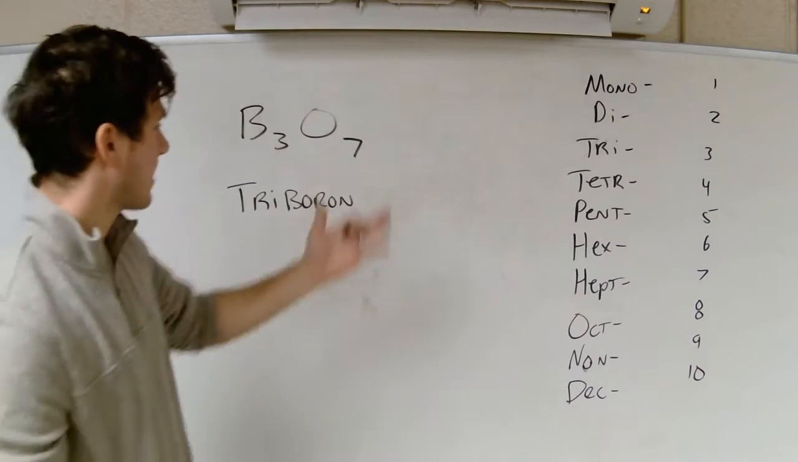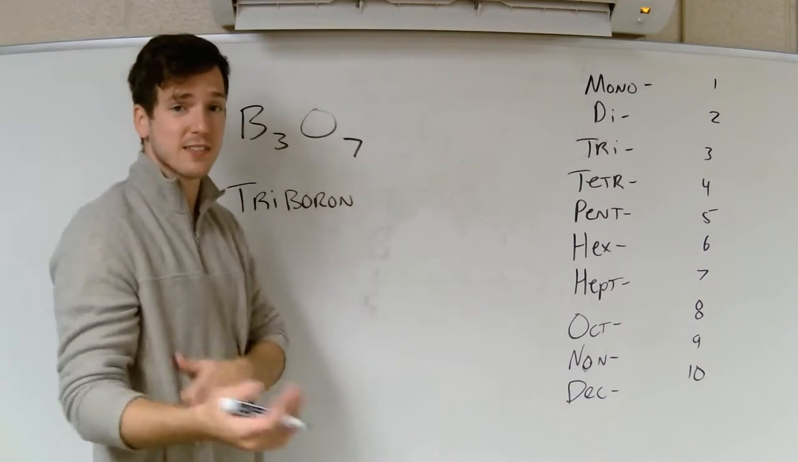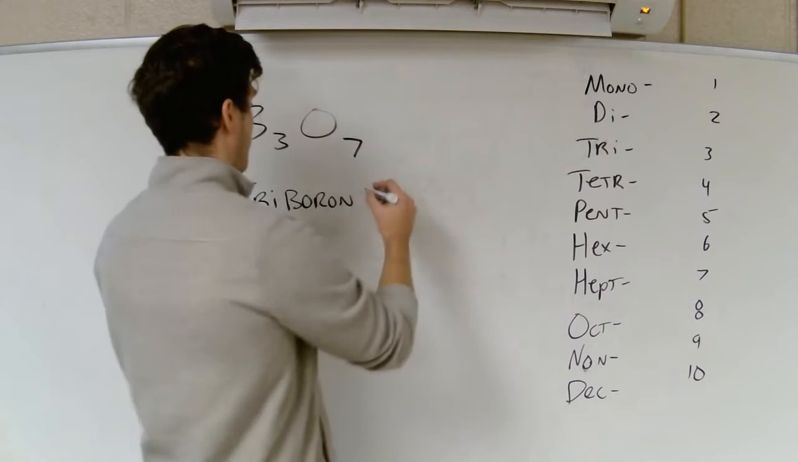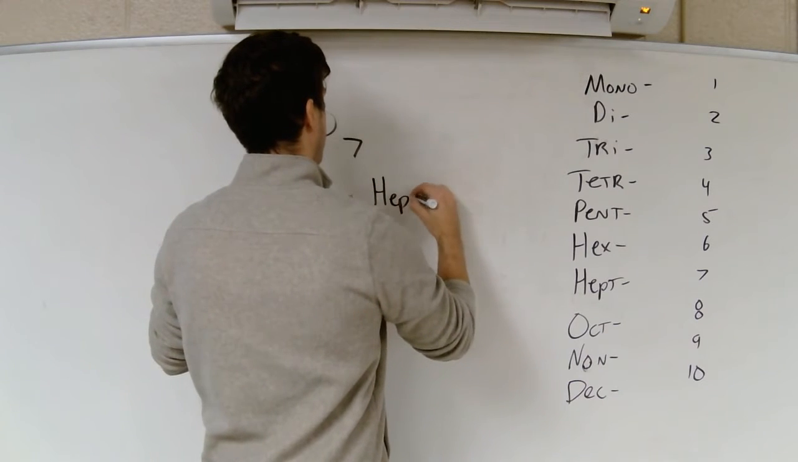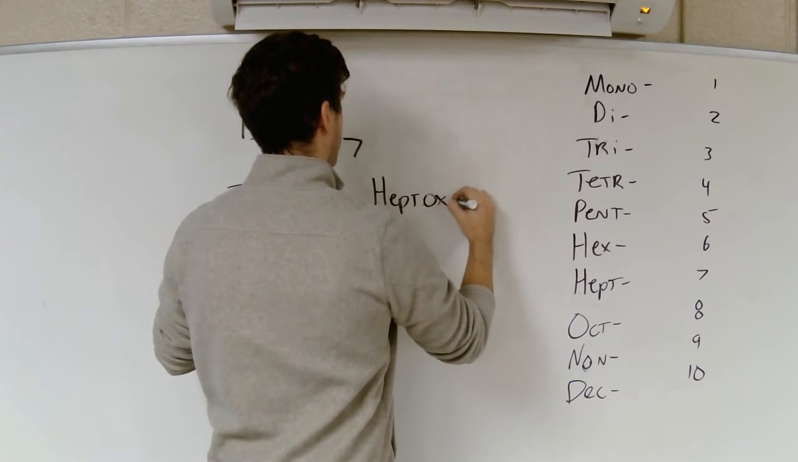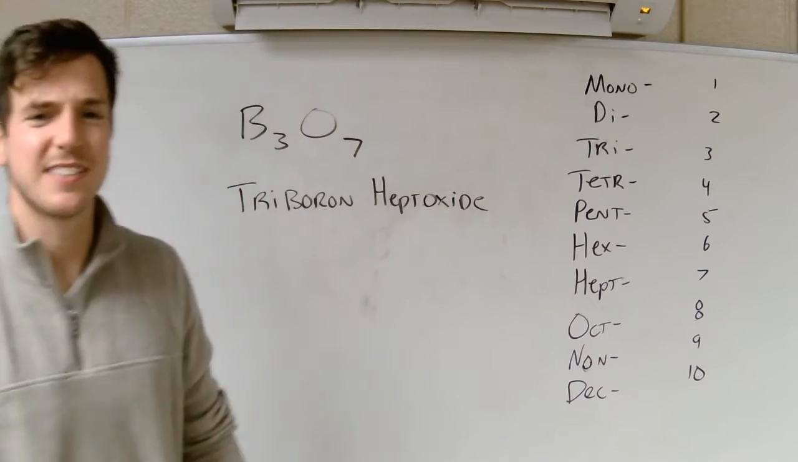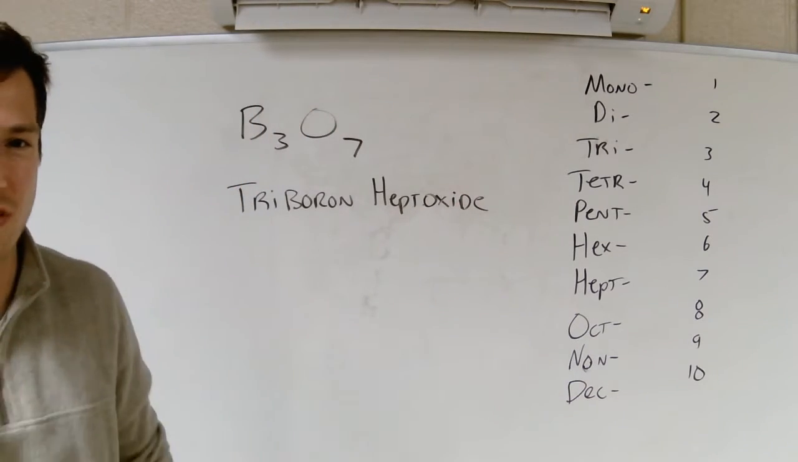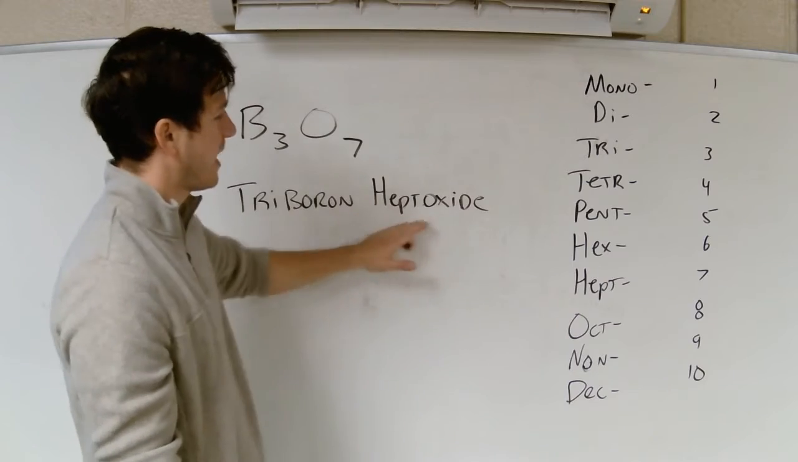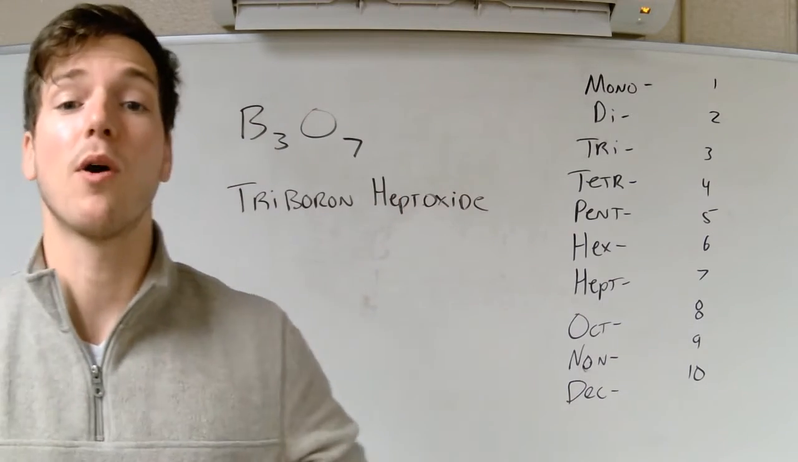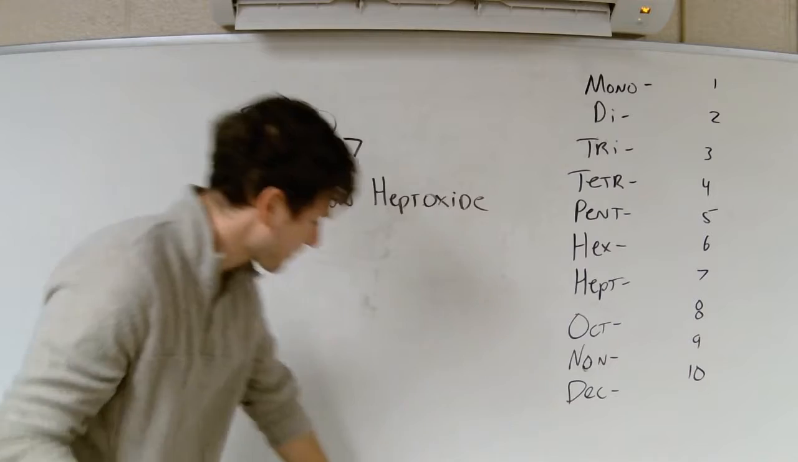And then 7 oxygens. Remember, oxygen becomes oxide, but I'm not just going to put oxide. I'm going to put heptoxide. Heptoxide. That sounds good. Those are two vowels next to each other. I don't want that. I want heptoxide. That sounds nice. Triboron heptoxide.